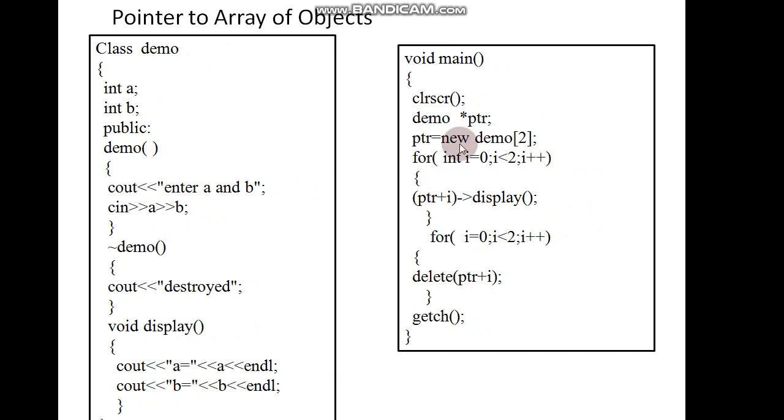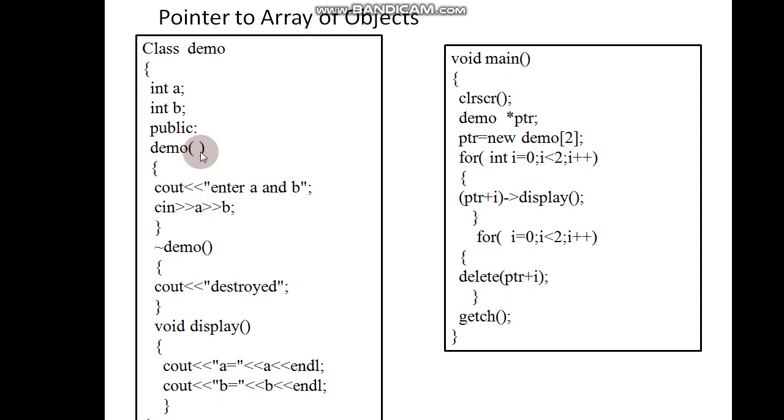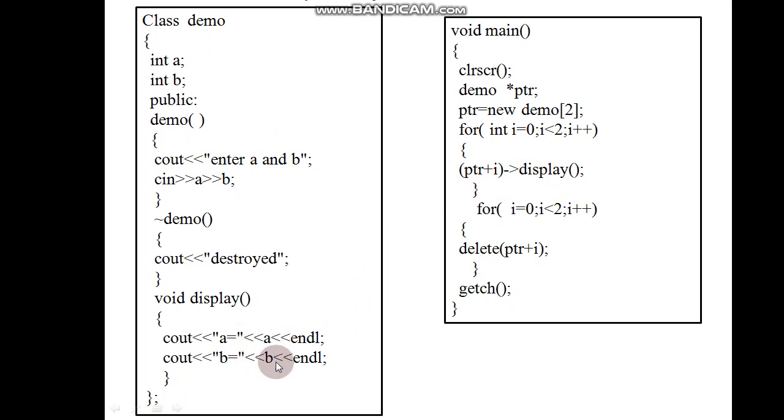Now when we are creating the objects, constructor function will be called. First it will be called for demo 0, then it will be called for demo 1. Values of A and B will be read in the objects. Then we are calling display function for each object in which we are displaying the values of A and B.